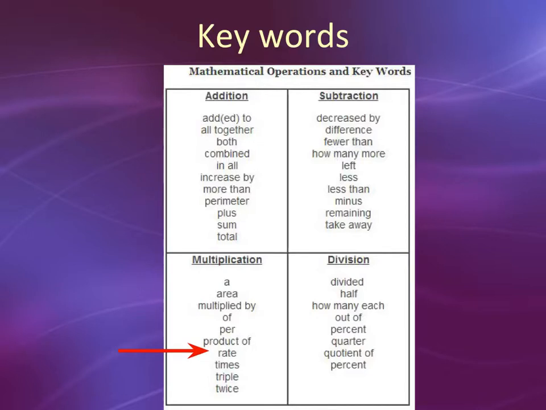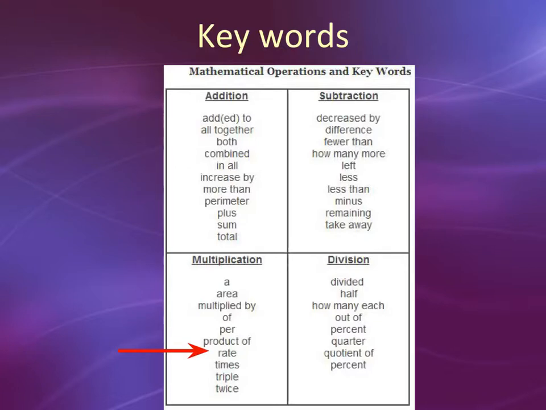Multiplication: area, multiplied by, of, per, product of, times, triple, twice, quadruple, double, thrice, which is 3, and that's about all that I can think of for multiplication to add to it.